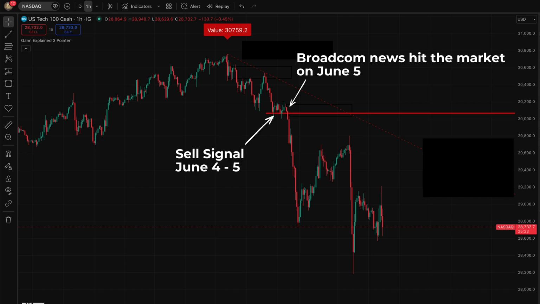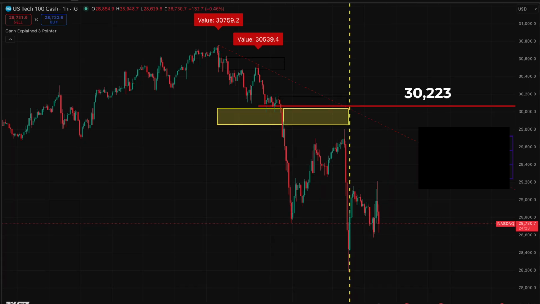The square of 9 sell structure started giving warning on June 4th, and then the break finally came on June 5th when the semiconductor news hit at the 30,073 level. That is consistent with my experience. The Gann signal usually comes before the major news. The news is only the trigger. The structure was already there.